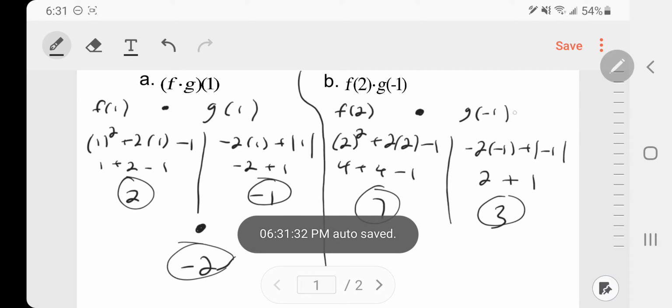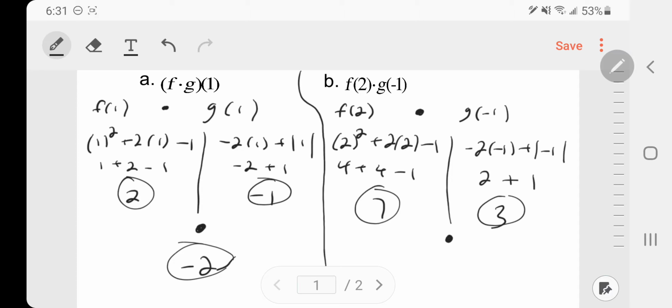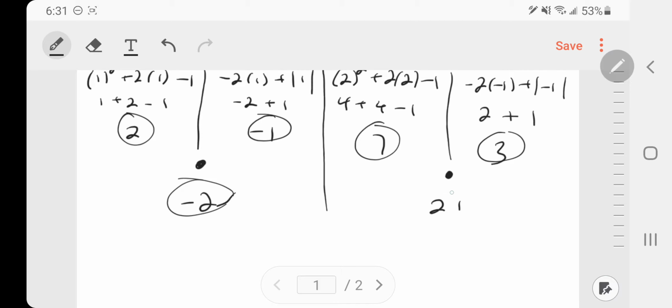We found f of 2. We found g of negative 1. We are now going to multiply them together. 7 times 3 is going to give us 21. And that is my final answer.